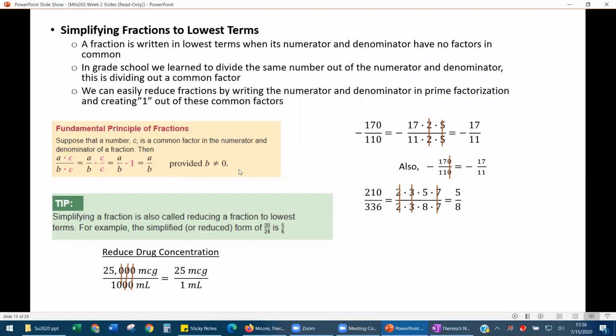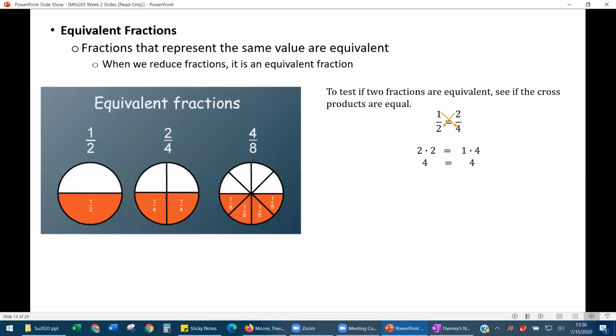Simplifying fractions is a method of creating equivalent fractions, right? If I take 4/8 and I divide top and bottom by 2, I get 2/4. If I take 2/4 and divide top and bottom by 2, I get 1/2. So simplifying fractions or reducing fractions creates equivalent fractions.